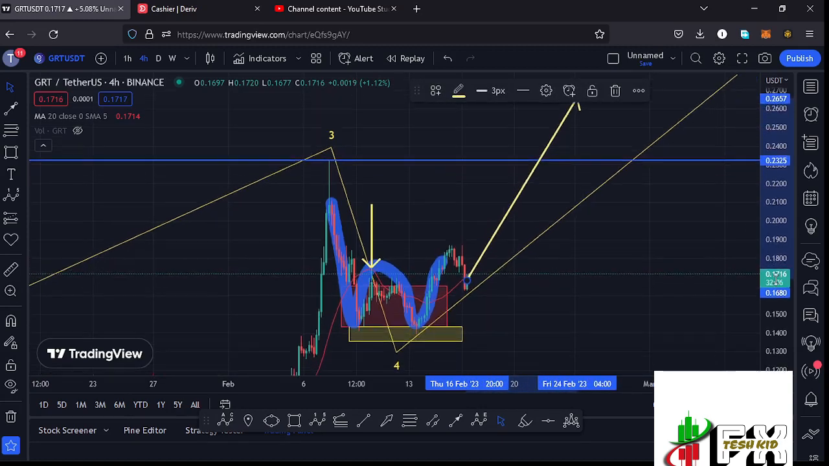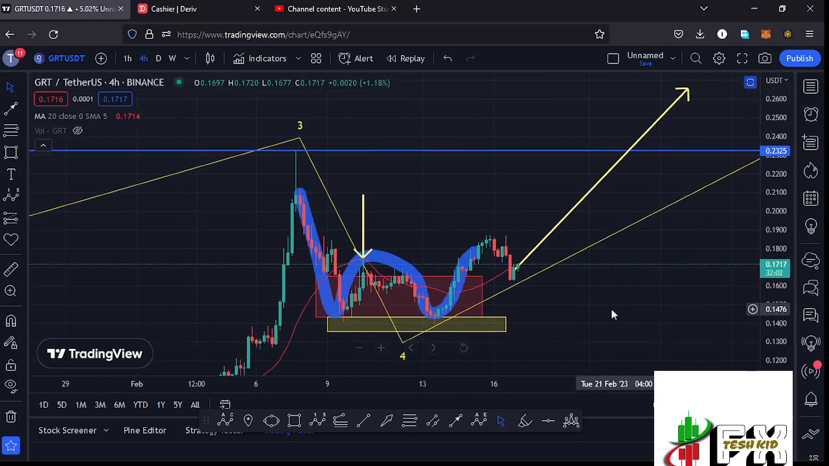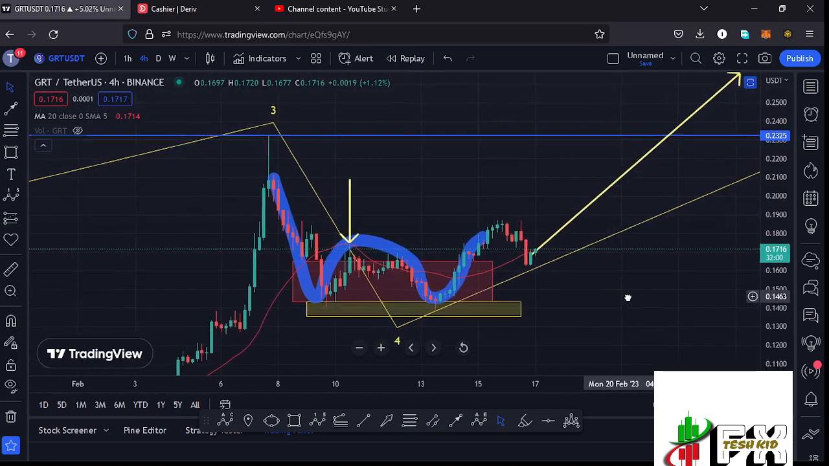We also have a chart pattern that is in formation right here that is fully supporting higher prices in the formation of that wave 5, and the chart pattern is a double bottom.